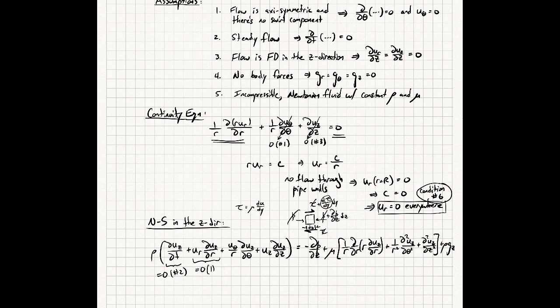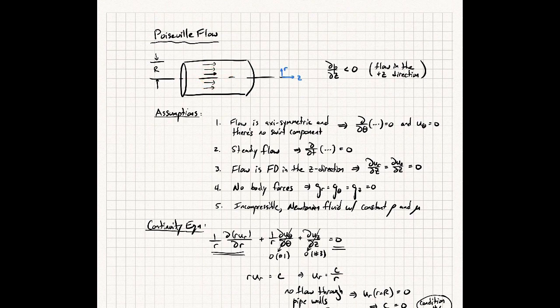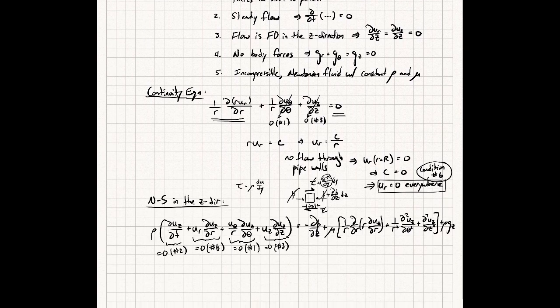The second term is going to be 0 because of condition number 6 we just derived moments ago, where the radial velocity is 0 everywhere. The next one is 0 because of number 1, that it's axisymmetric and there's no swirl component. The last term is 0 because of number 3, because it's fully developed in the z direction, so the d/dz terms go to 0. The next term, dp/dz, is just a constant here, because the way we're pushing this fluid along is with a pressure gradient. So we'll leave that term alone. That's what's driving the flow.